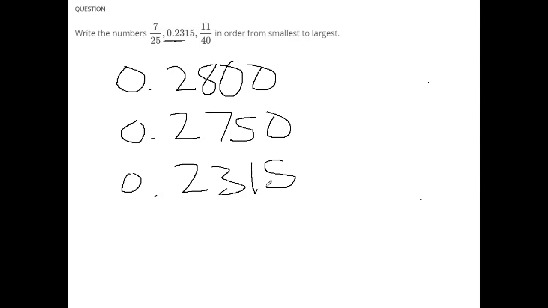And now to put these in order from smallest to largest, you can look at the decimals just like you would a whole number. 2,800 is bigger than 2,750, which is bigger than 2,315. So they are in order here. This is the largest one right here, 0.2800, and then 0.2315 is the smallest down here.